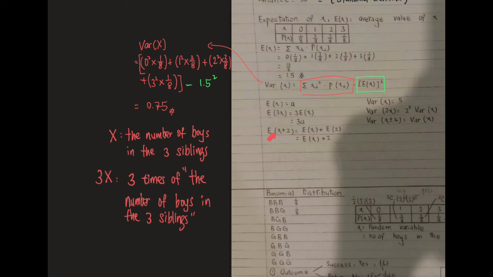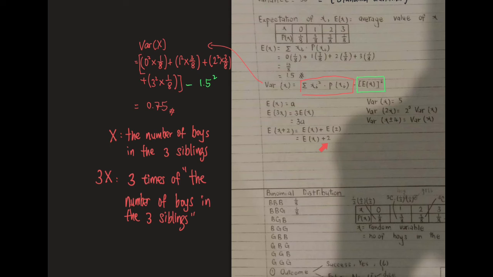E of x plus 2. If you plus 2, what happens is you have to separate it into E of x plus E of 2. E of x remains as 1.5 for our example, and E of 2 will remain as 2.